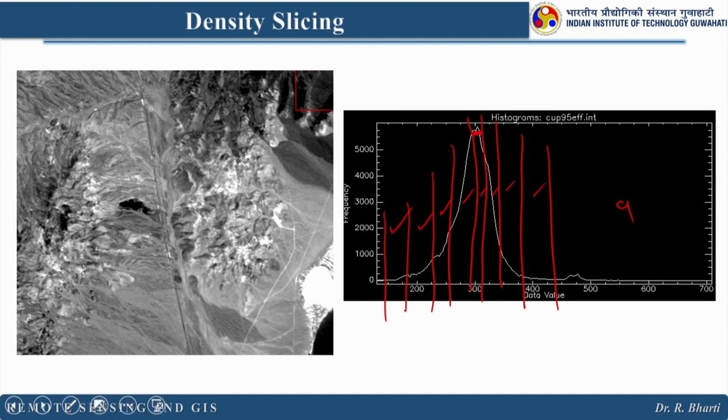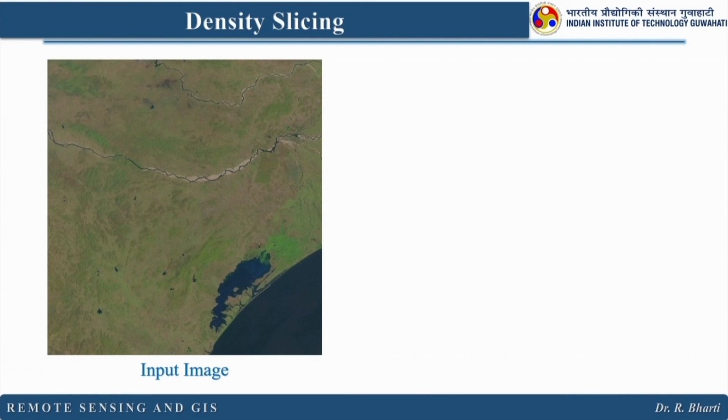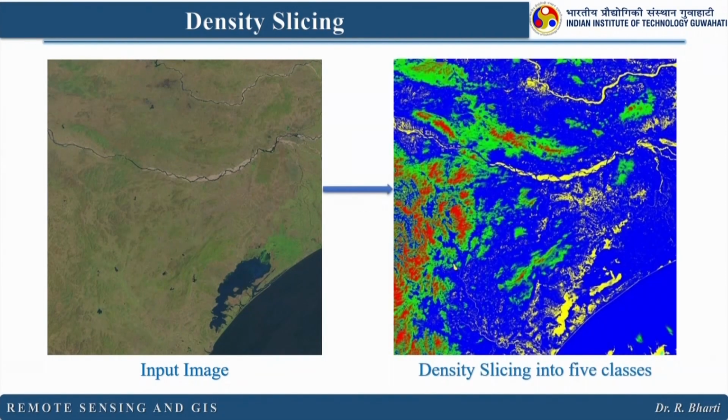So, you should know what your intention is, what your application is, and what information you require from this particular remotely sensed image. Here this is the density slicing of this particular image, and here I have used 6 classes. So, 6 classes of the same image, depending upon my application I have selected some value range, and this is the result, right.